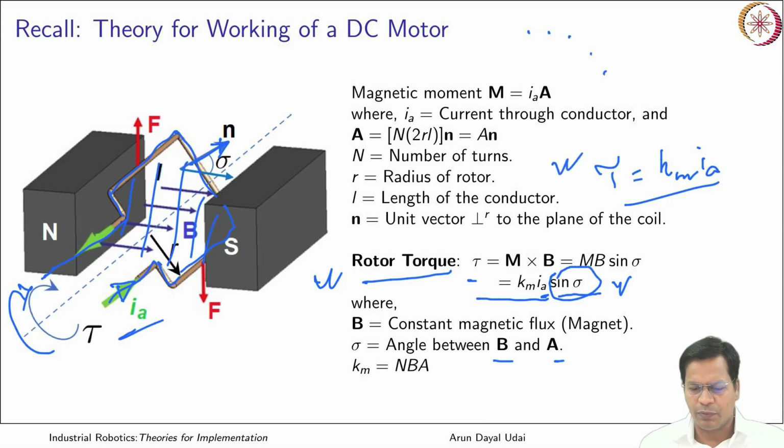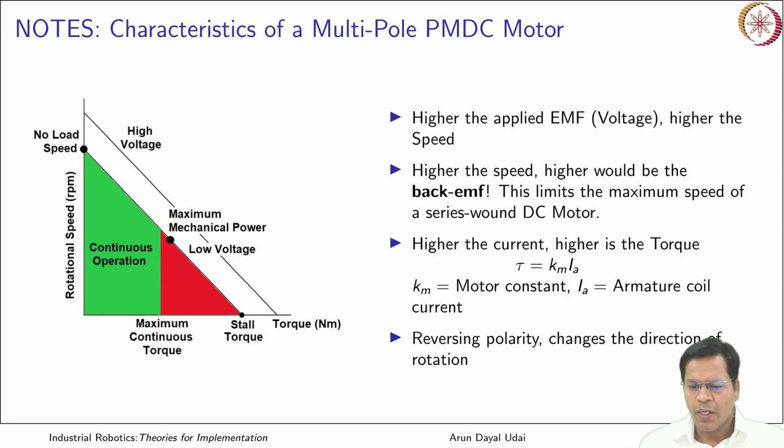So this is the first thing that we have seen, and also higher is the applied EMF, that is the voltage, higher is the speed that we have seen. We'll see now why it is happening also. Okay, so this is the first thing that I pointed out earlier, and higher is the speed, higher would be the back EMF. Now what is the back EMF?